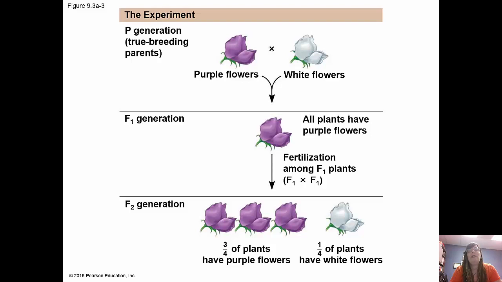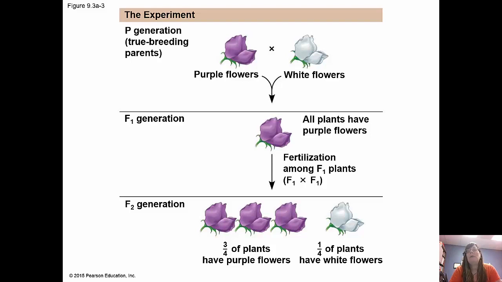So the F1 generation produced all purple flowers, because the purple flower true breeding parent plant is two uppercase P's. So it only has an uppercase P to donate to the offspring. In turn, the white flowers only have a lowercase p to donate to the offspring. So that means that all of the flowers for the F1 generation are going to be big P, little p.